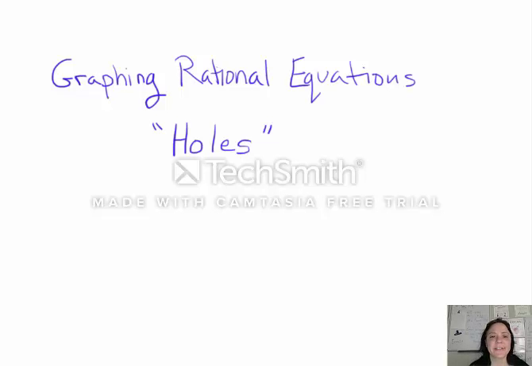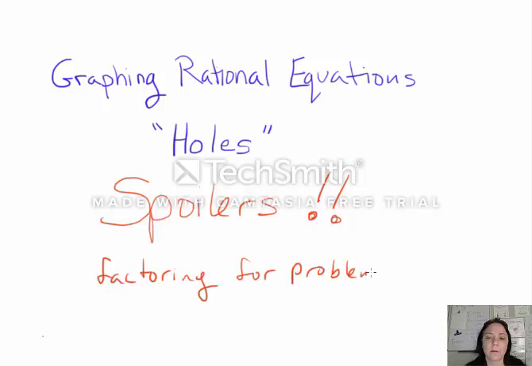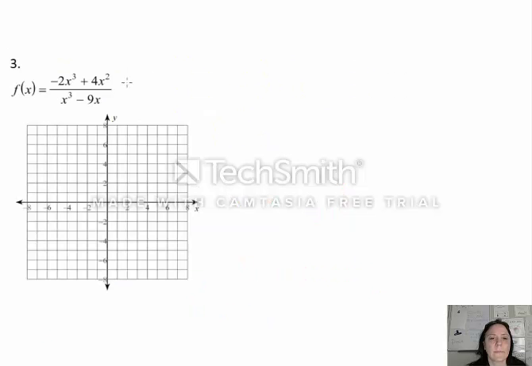All right, here's our last graphing rational equations holes video. This one is your spoilers. This is where we're going to go over how to factor problems 3 and 4. So our spoilers will be the factoring for problems 3 and 4. Let's go ahead and take a look at problem 3.